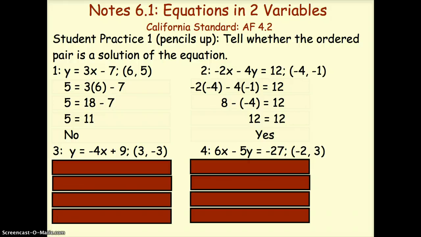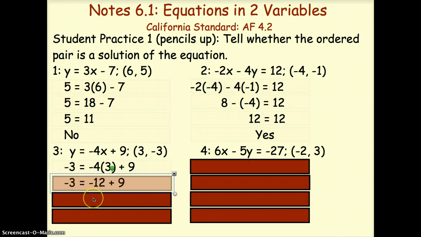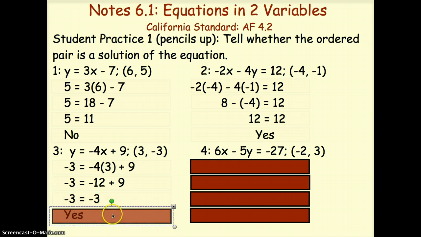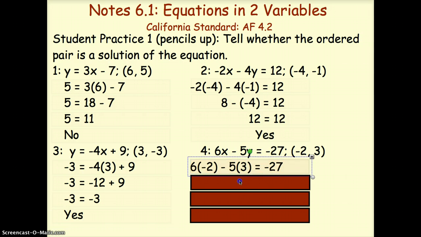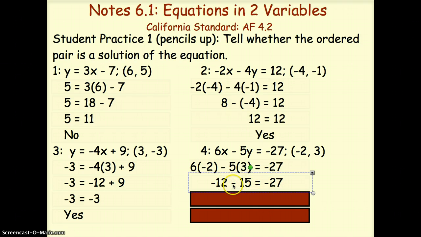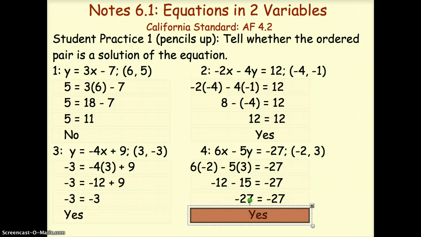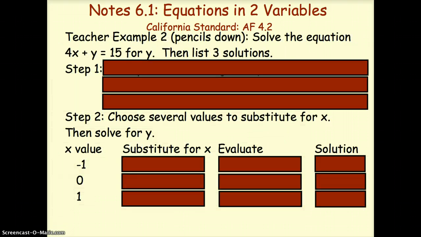Number 3, you needed to plug 3 in for the x and -3 in for the y. Multiply. Add, which of course means you're secretly subtracting, and of course our answer is yes. Problem 4, plug in -2 for the x and 3 for the y. Multiply. Now notice it says subtract, but we know we have to skip, change, and we end up with yes. Okay, hopefully you got all of those right. Let's take a look at teacher example 2.